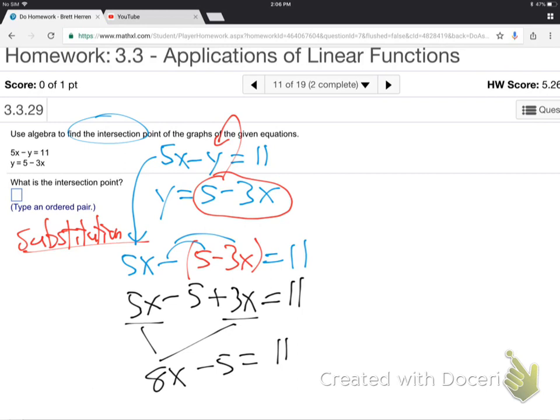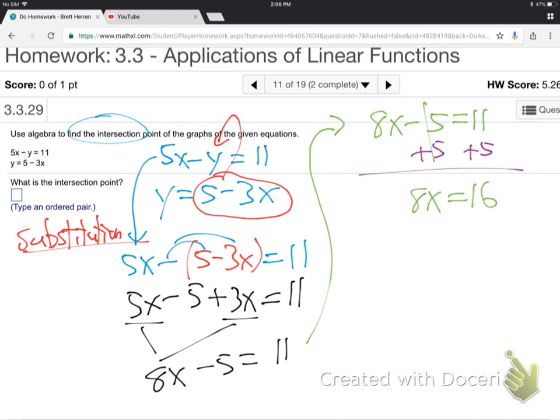Bring it up here. So 8x minus 5 is 11. So we've got to add the 5 now. As these are gone, 8x is 16. Last step, divide by 8. X is 2. Oh, and they don't just want x. We got to get y also. I thought we were done. So we're 90% done. So x is 2.